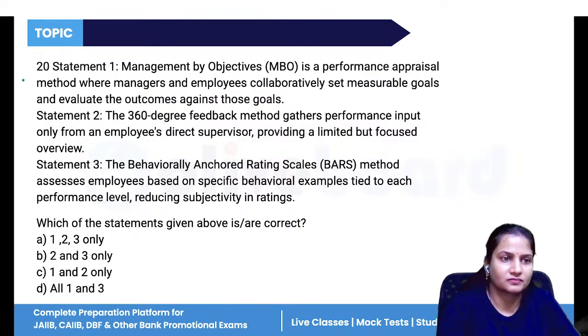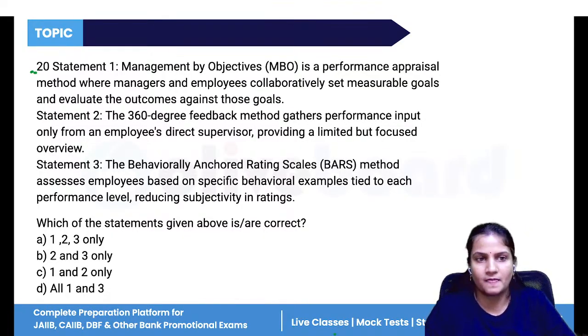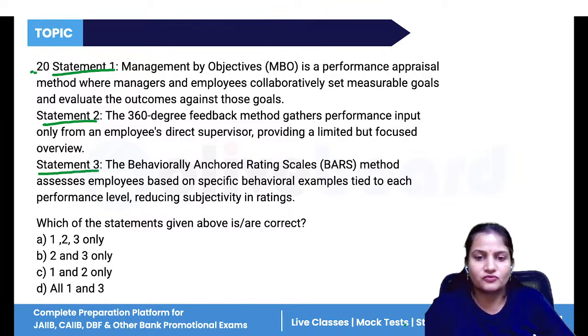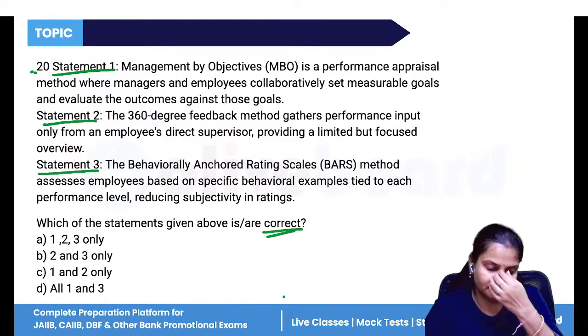Now, question number 20. Again, two, three statements are given to you. Now you have to find which statement is correct.